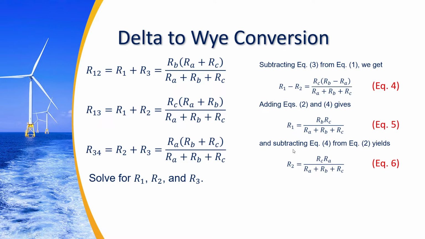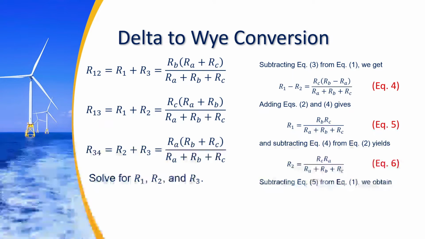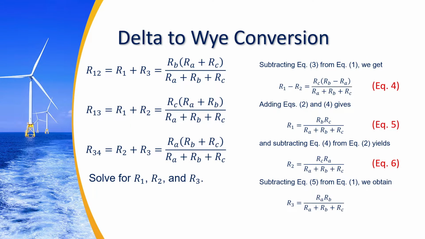So, lumalabas, meron tayong equivalent value ng R1 at R2. Kulang na lang natin is R3. So, i-subtract natin yung equation 5 dun sa equation 1. Makakuha tayo ng equivalent value ng R3. So, ang R3 natin is RA times RB all over RA plus RB plus RC. Yan ang equation 7 natin. Okay? So, meron tayong R1, R2, at R3.